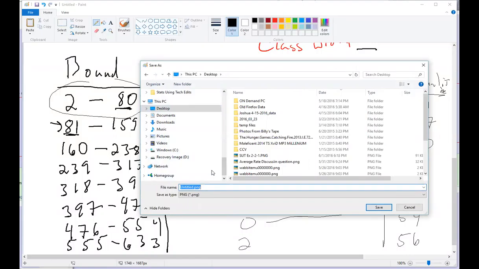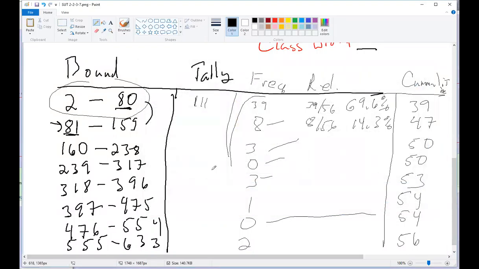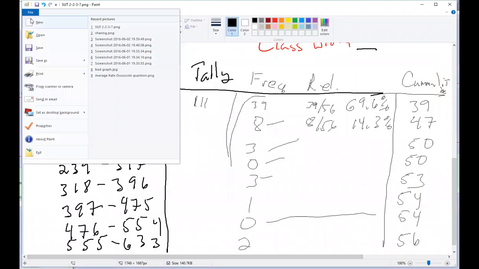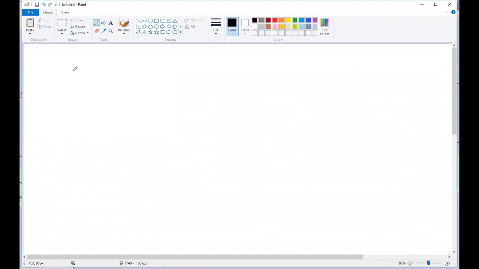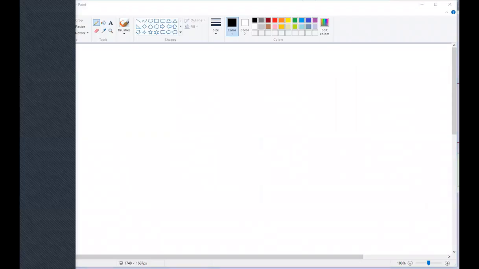Let's see. So this is going to be what? This is going to be stats using tech 2, 2, 3, and 7. And I'm saving that on my desktop, right? So I'm going to do a new bin. I'm going to paste in what I just copied.